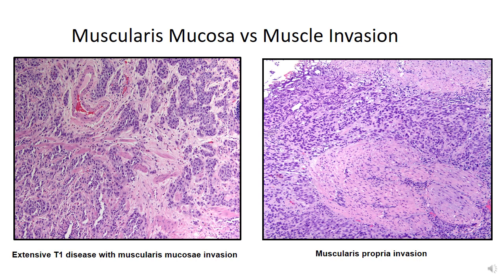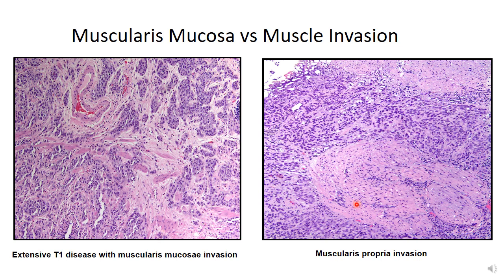Here is a side-by-side comparison of muscularis mucosae versus muscle invasion. Muscularis mucosae invasion would be considered T1 or lamina propria invasion, and this is what I would consider as an extensive disease. I always try to give some quantitative estimation of whether I am dealing with a focal versus extensive lamina propria invasion. Note all these pointed, thin, wispy muscle fibers of muscularis mucosae.